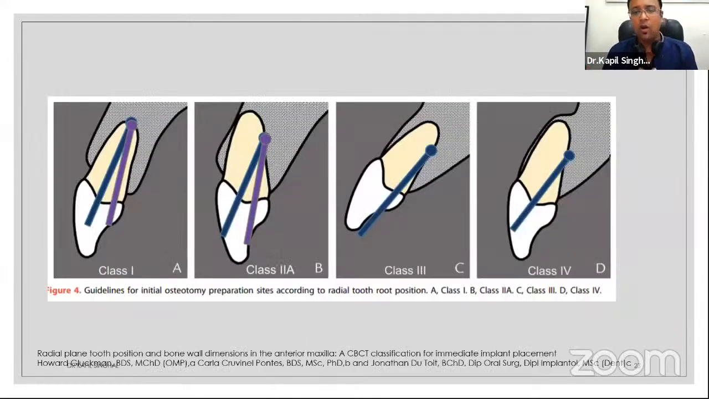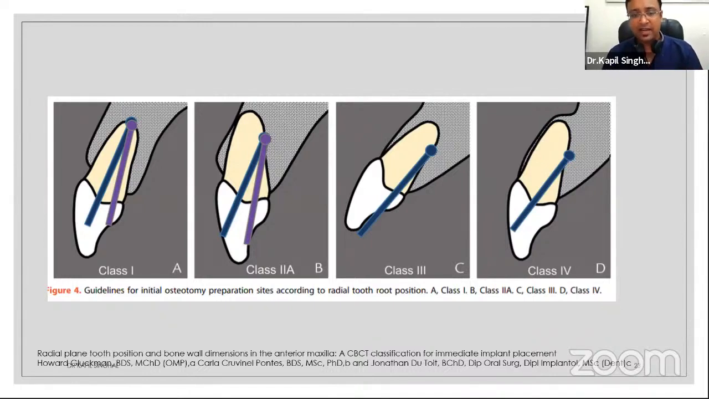Okay, so now based on the different types that I have told you just before this slide, where should be the initial punch of your drill while placing the implant? Okay, suppose it is a class 1 type of socket. So in the class 1 socket we can start drilling in the socket, but keep the drill slightly palatal. Don't keep the drill exactly in the center of the socket, otherwise you will end up placing the implant too labially.